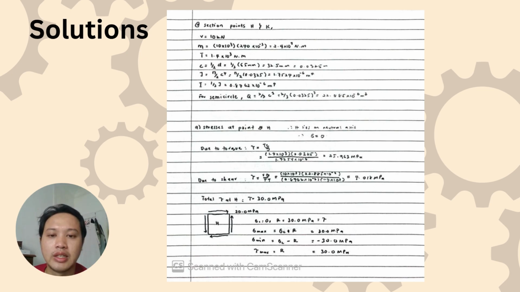and T is given, which is 1.4 times 10 to the power of negative 3. C is just half of D, which is given, and then J is pi over 2 times C to the power 4, and I is half of J. Because this is a semicircle, the Q value is equal to 2 over 3 C cubed.